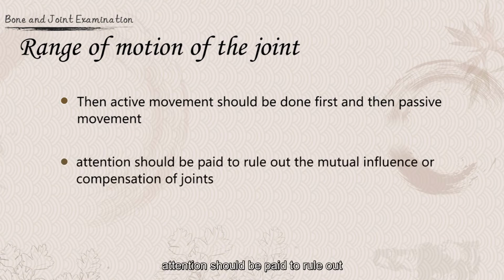Third, attention should be paid to rule out the mutual influence or compensation of joints. For example, abnormal hip joint movement can be compensated by lumbar activity.